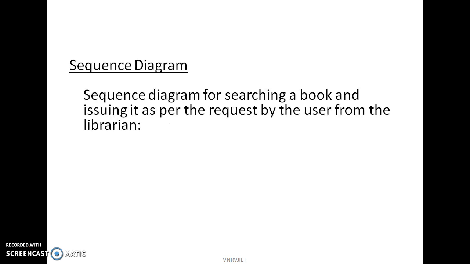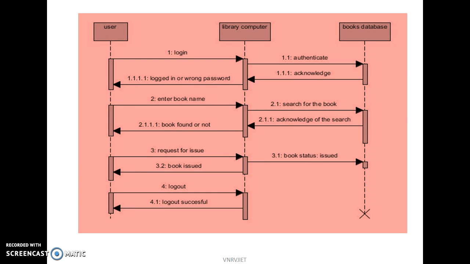As we have been into the library management case study, first I will show you how to draw a sequence diagram for searching a particular book and issuing it as per the request of the user from the librarian. A sequence diagram consists of the objects, the lifeline, and the focus of control, which I have already discussed in the class. So these are your objects: user, library, computer, and your books database.